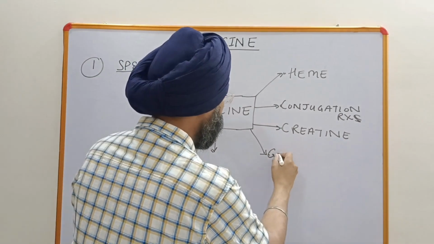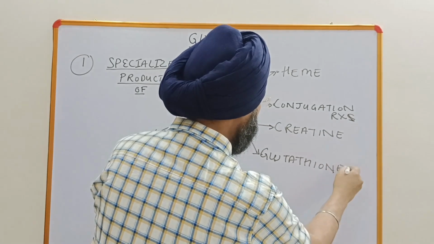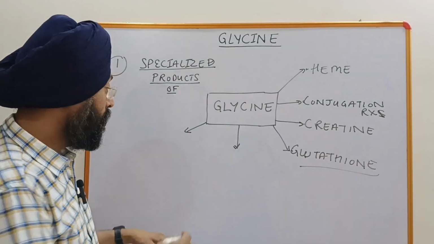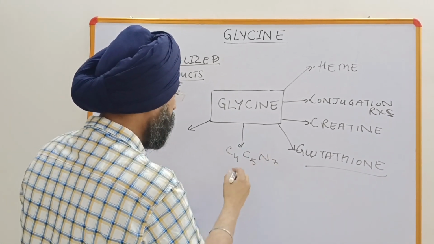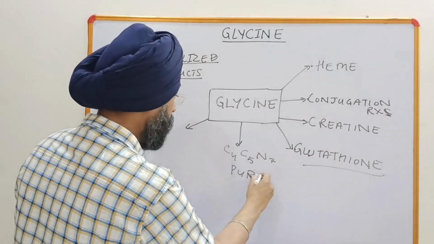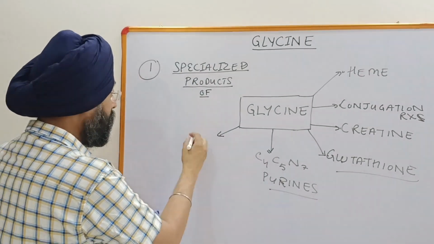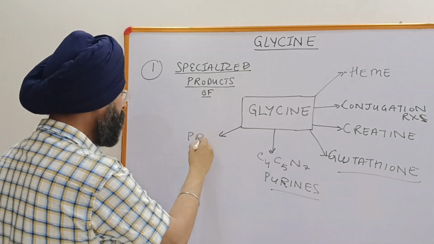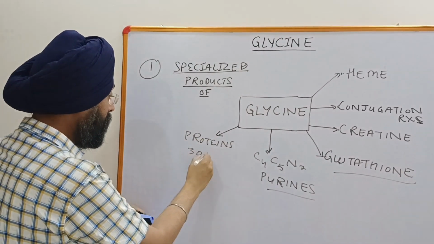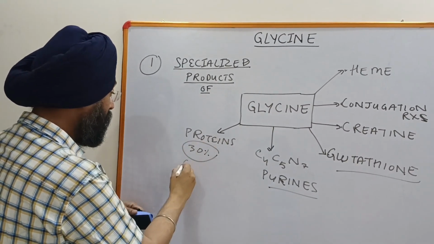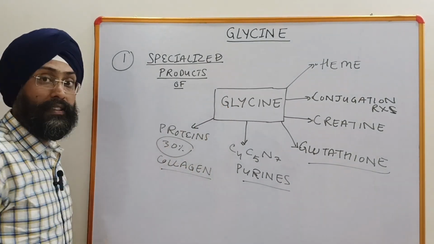It is also involved in the synthesis of glutathione. C4, C5 and N7 in purines are derived from glycine, and it is incorporated into proteins as well. For example, 30% of collagen is glycine.